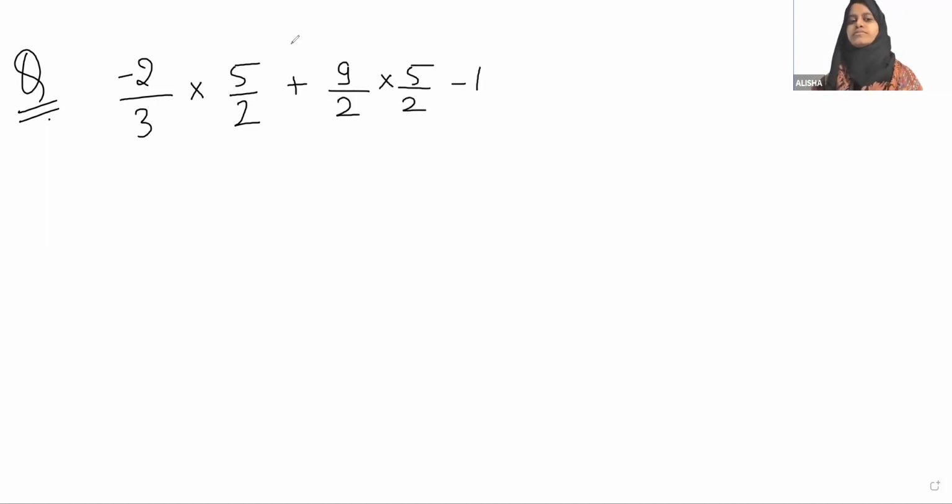Try to solve this. Okay, for your convenience, erase this minus. It's 2 by 3 multiplied by 5 by 2 plus 9 by 2 multiplied by 5 by 2 minus 1. Okay. Try to solve it.